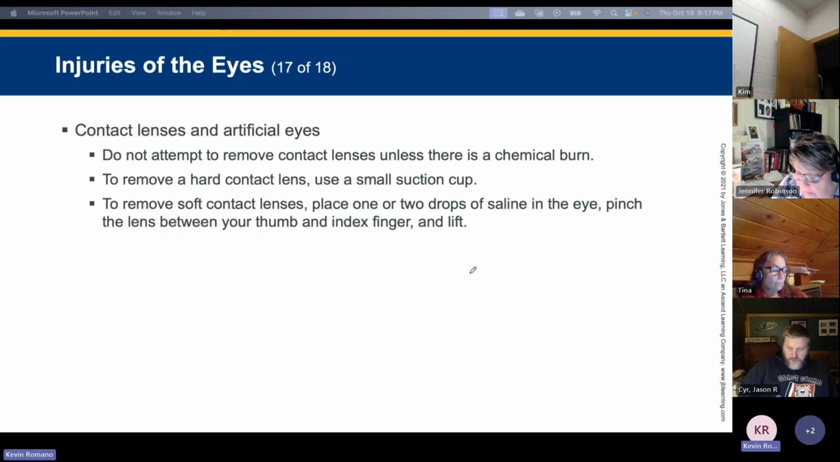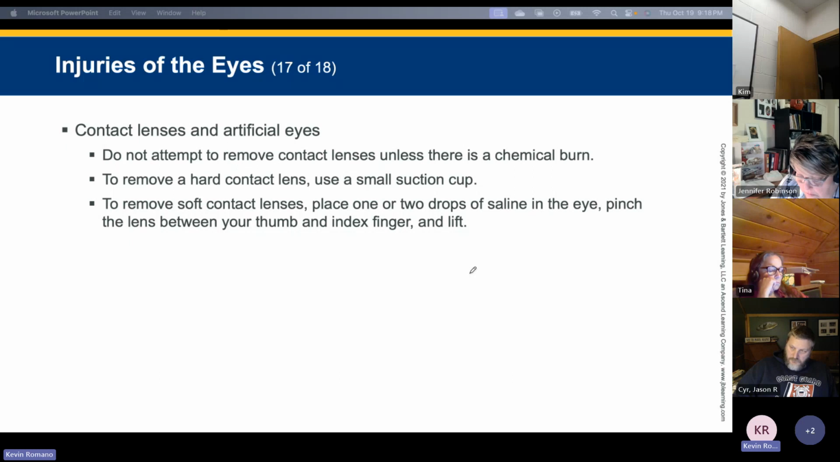We don't carry these on the ambulance. At least I know Services Eyeworks never did. To remove a soft contact lens, place 1 or 2 drops of saline in the eye. Gently pinch the lens between your gloved thumb and index finger and lift to the surface of the eye. Place the lens in a container in a sterile saline solution. So a saline flush is perfectly fine for that.